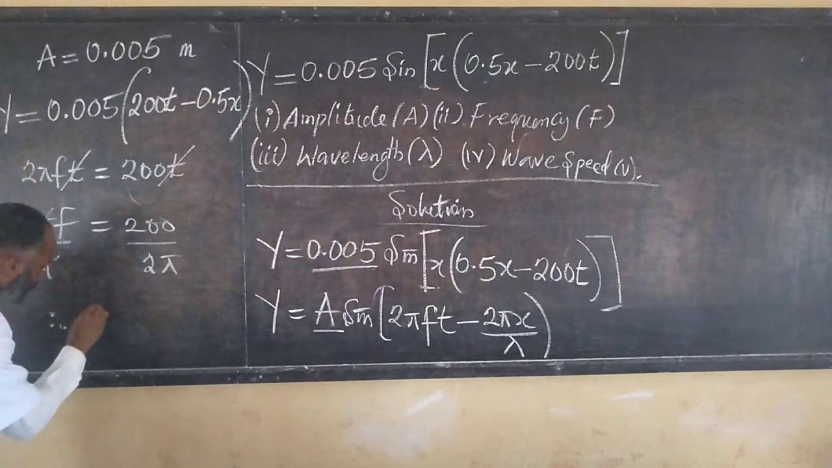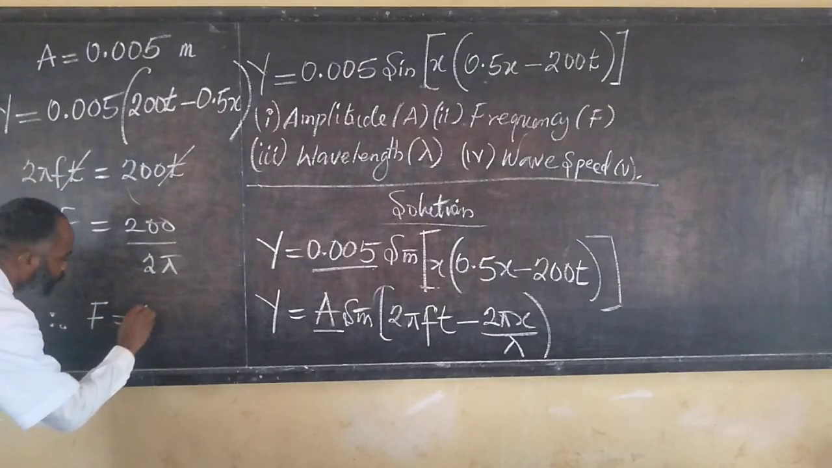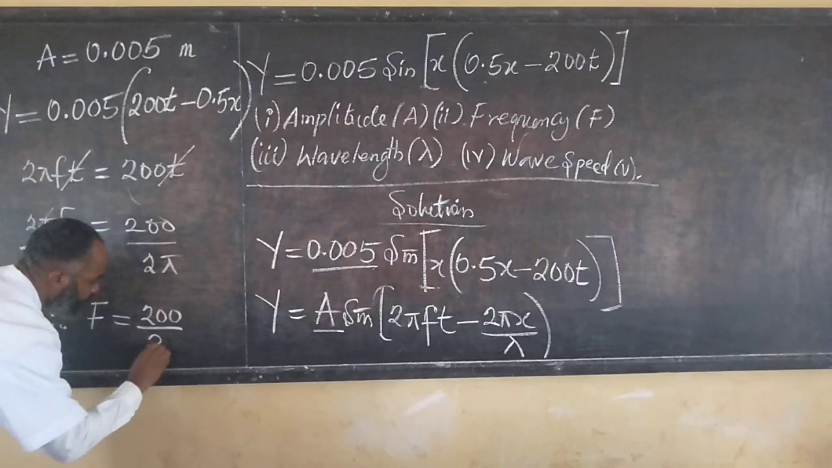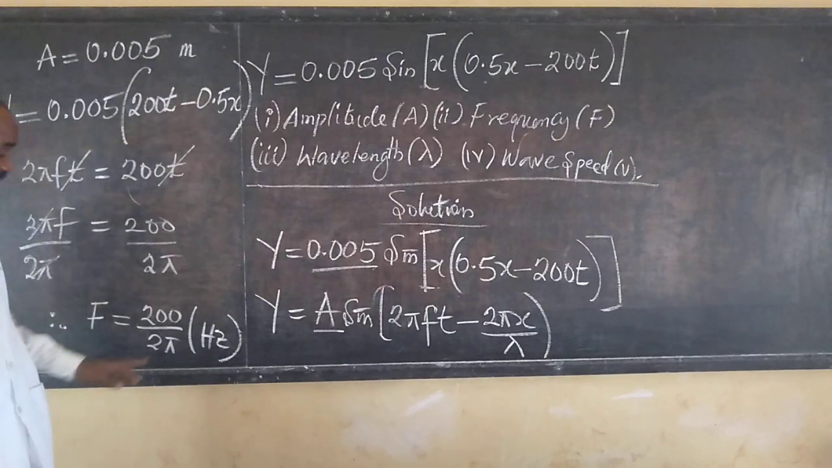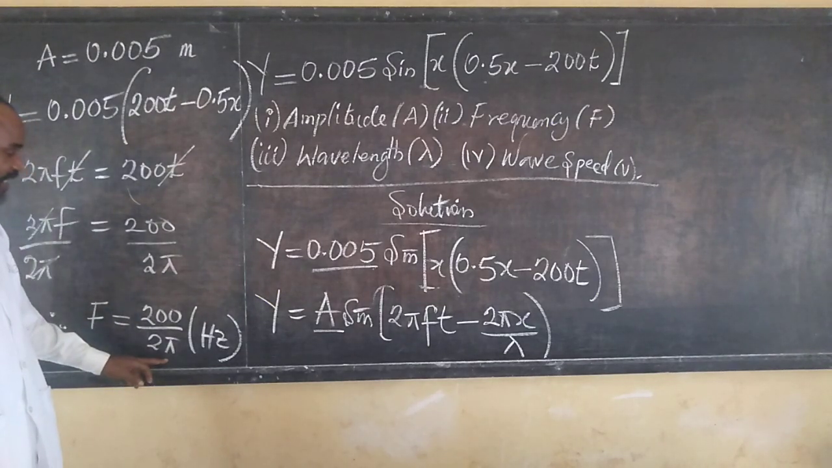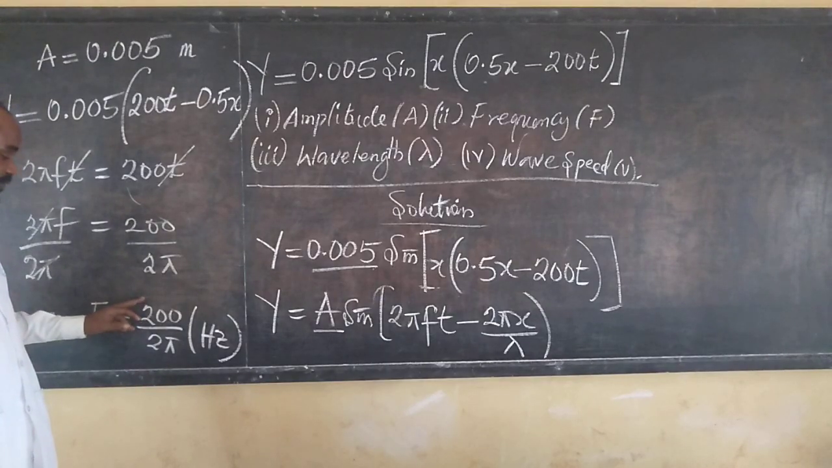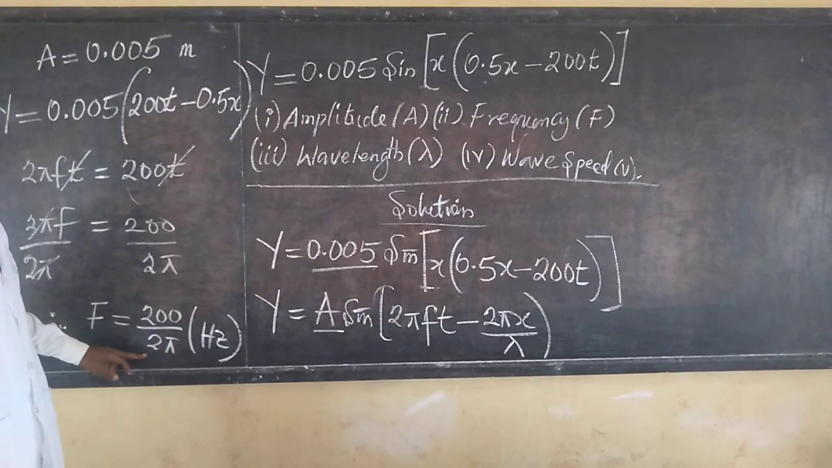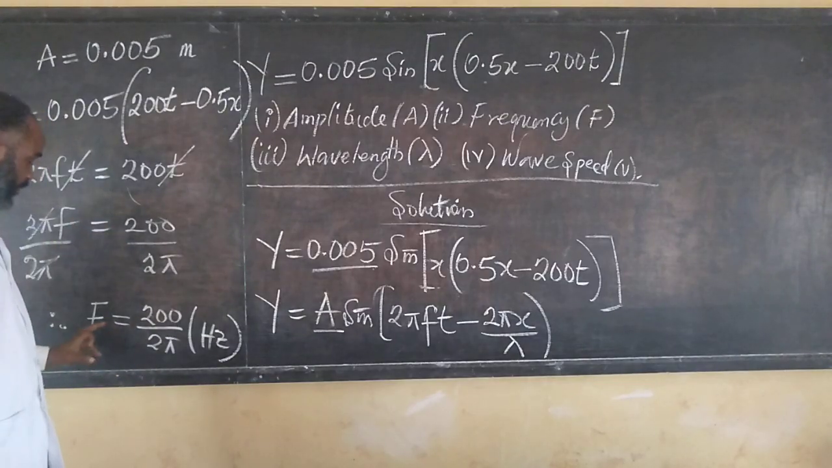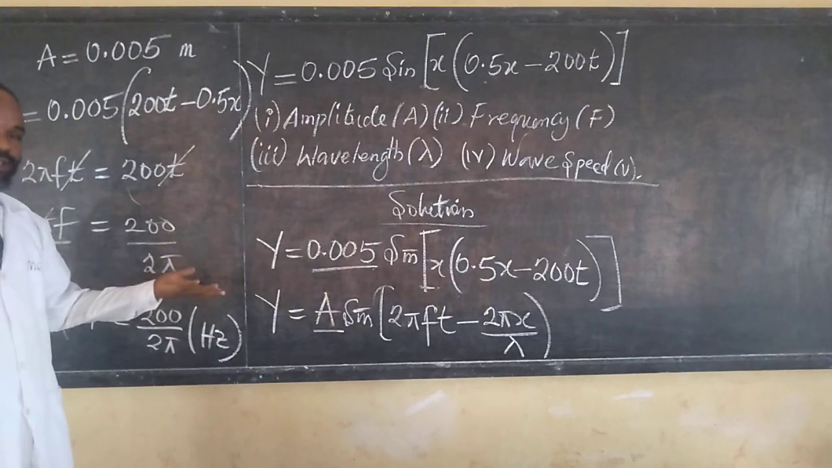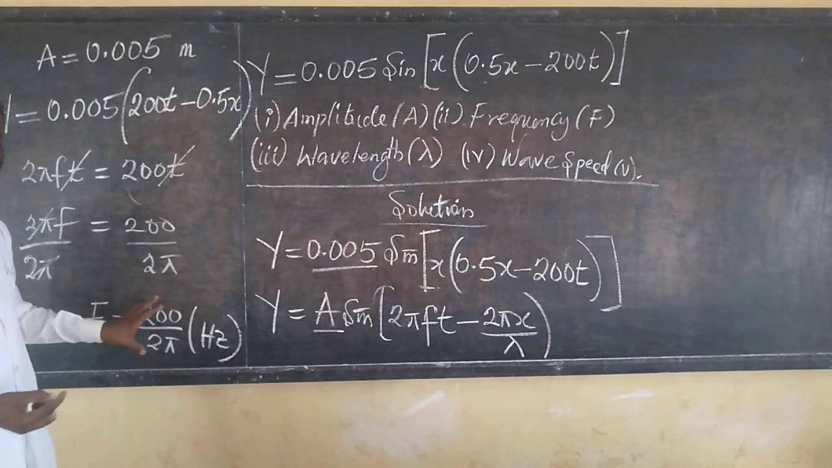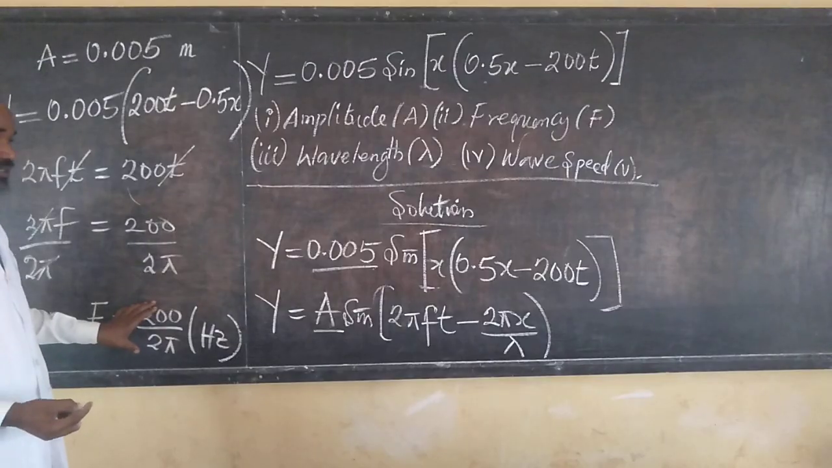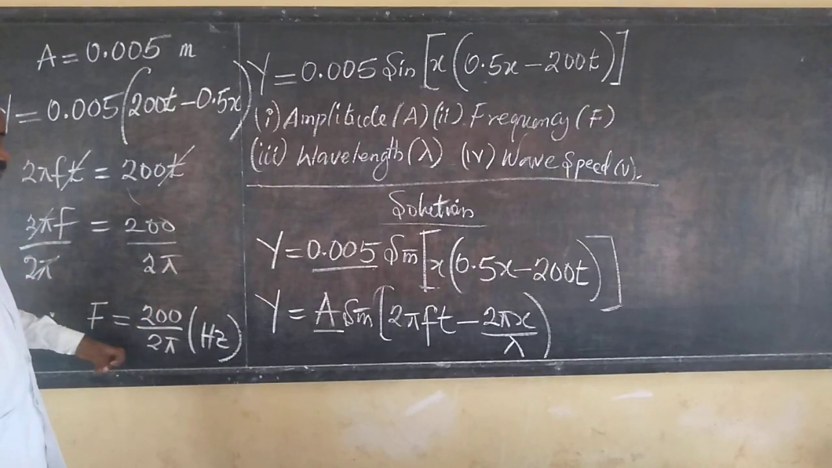f is given as 200 all over 2 pi. And this is measured in hertz. We can still simplify further here. If we find the value of pi, multiply it by 2, we keep it, and then use 200. 200 divided by whatever we have here will give us the concrete value of frequency measured in hertz. Otherwise, take your options. If your options have something like this, it means this is the appropriate option. You should choose that.